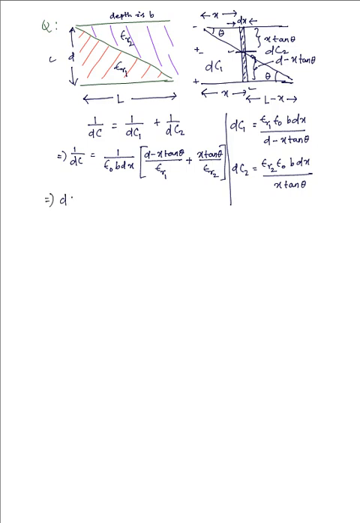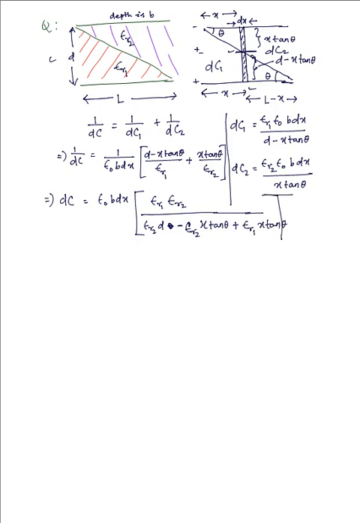So the net capacitance dC of that infinitesimal capacitor is going to be epsilon naught b dx taken to the top, and then we can take the LCM over here and then take the reciprocal. So obviously LCM is going to be epsilon r1 times epsilon r2, and that's going to go to the top, and then that was multiplied to these two terms over here. So we have epsilon r2 times d, not plus, minus epsilon r2 times x tan theta, and then we have plus epsilon r1 times x tan theta. So this is what we have ended up with for the infinitesimal term, right?